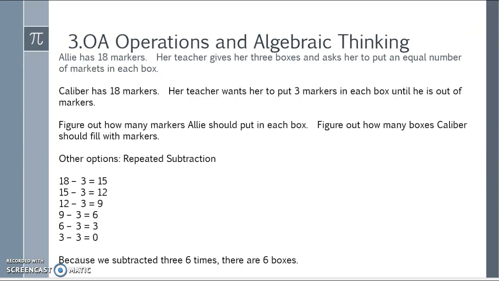So starting at 18, subtract 3 to 15. 15 minus 3 is 12. 12 minus 3 is 9. 9 minus 3 is 6. 6 minus 3 is 3. And 3 minus 3 is 0.